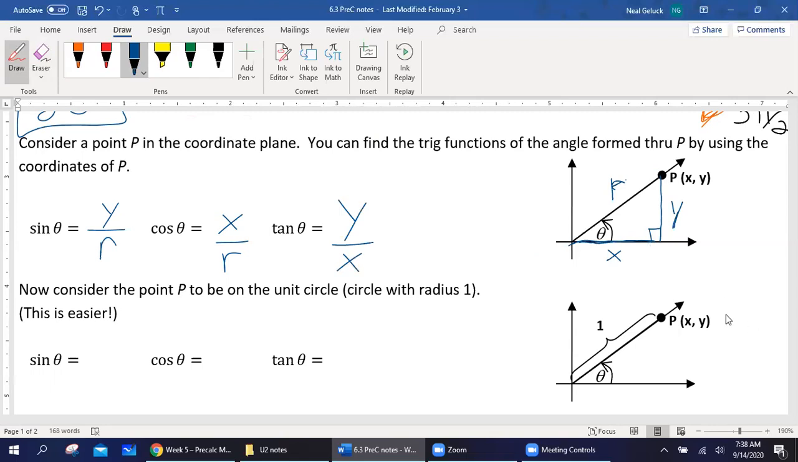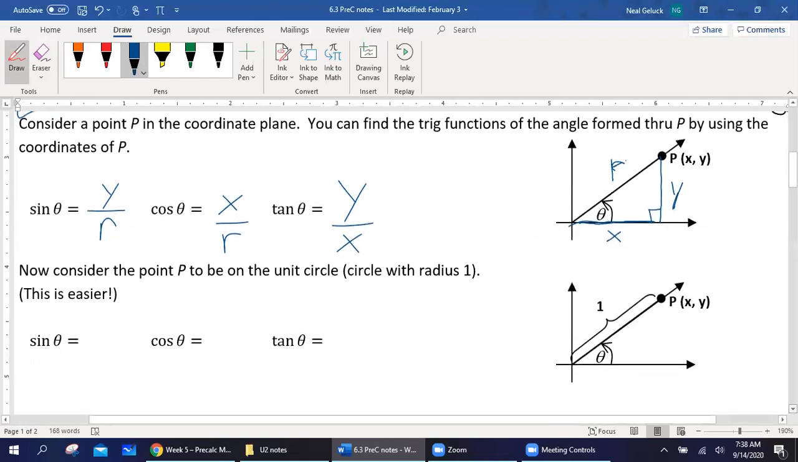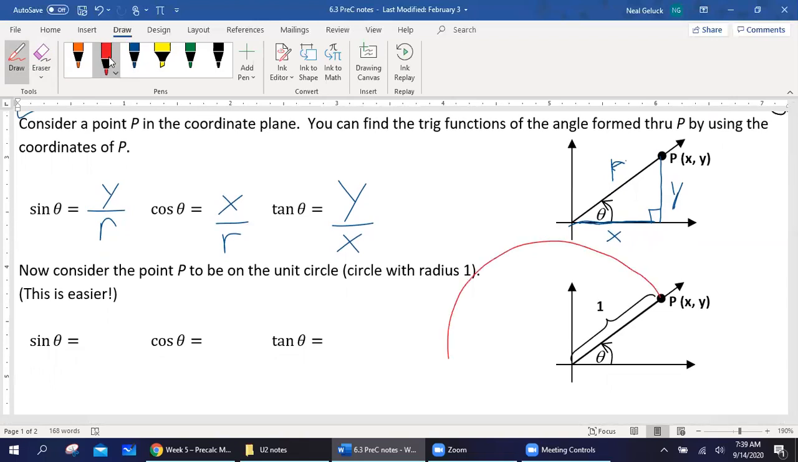But I keep talking about this unit circle. What does that mean? That means it's a circle with a radius of 1. So imagine that point P being on a circle going around here that has a radius of 1. That actually simplifies the problem. I'm still going to drop down and build myself a little right triangle here. This is still x, this is still y. But now watch what happens.